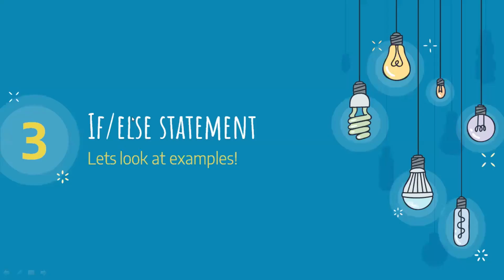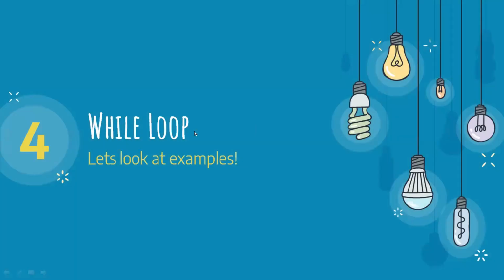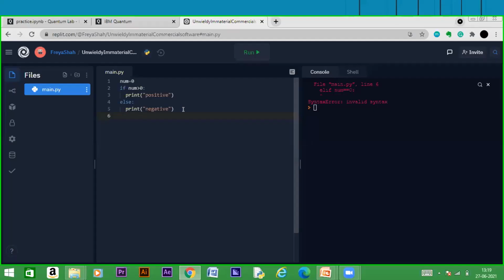Let's just move on with the while loop. A while loop is used to iterate over a block of code as long as the condition is true. So for example, let's say n is equal to 5. Then what if we want to print 5 till n is greater than 0. So if I do while n is greater than 0, print 5.